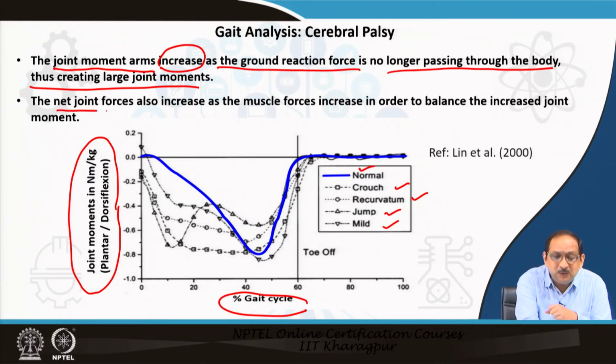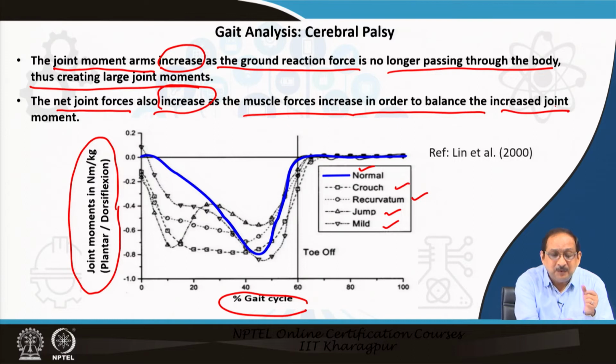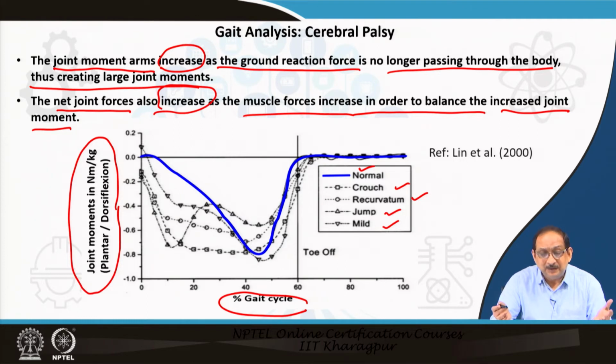The net joint forces also increase. Since the muscle forces increase in order to balance the increased joint moment, the increased joint moments actually require increased muscle forces to counterbalance the additional or excessive joint moments, otherwise the patient would fall down. So, the muscle forces increase, and as the muscle forces increase, it leads to an eventual increase in the net joint forces as well.